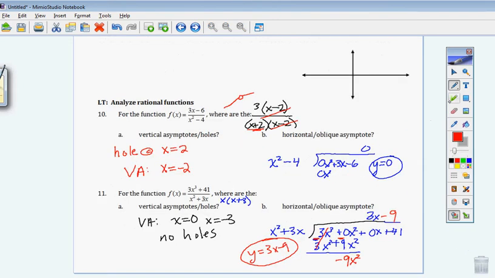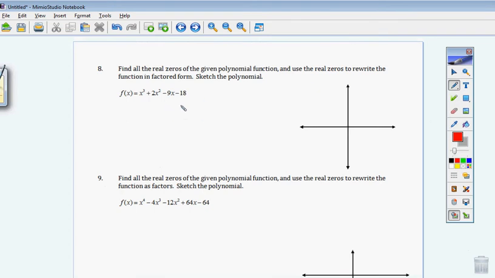Next, try something else here. Let's look at this one. So this one does not have a GCF. So what we got to do is think about the P's and Q's to try to find some of those zeros. So put the coefficients in here, 1, 2, negative 9, negative 18.